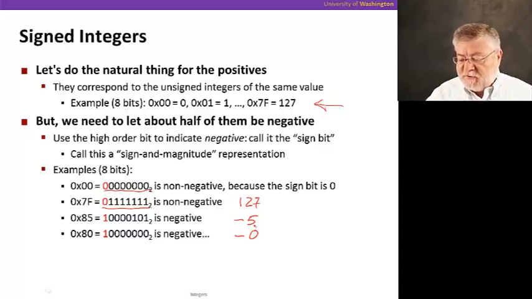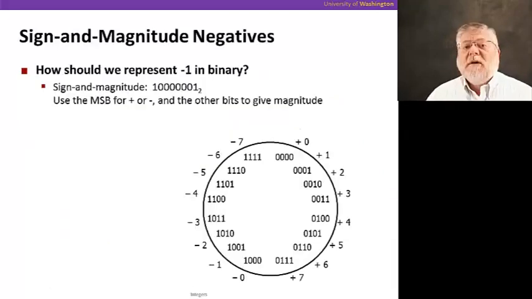There are two representations for 0. The first line here was the positive 0. This is the negative 0. Well, they're really both 0, so this will cause some problems for us if we use this representation. Okay, so let's talk about sign and magnitude negative numbers in a bit more detail.